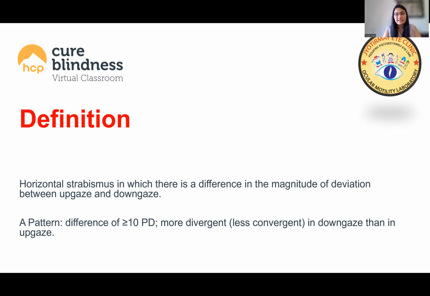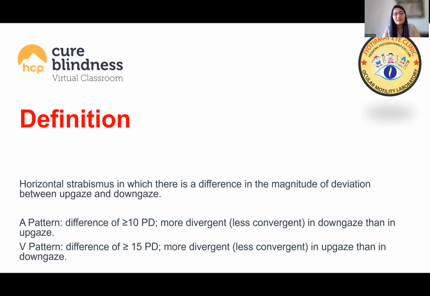This is typically seen at about 25 degrees in the up and the down case. Now, V pattern strabismus is a difference of 15 prism diopters or more. Now, this is diverging more in the up case. So, pattern strabismus is defined by the way it looks. So, this is the A pattern and this is the V pattern.